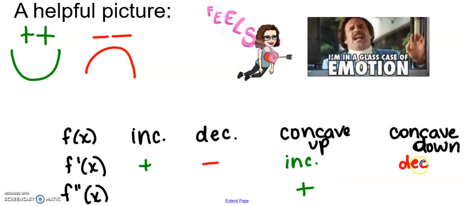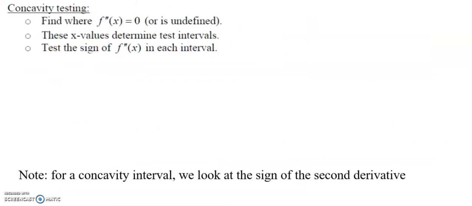Likewise, if f prime is decreasing, then f double prime is negative. So this chart is super helpful because based on whether you're given f, f prime, or f double prime, you can find different information about what's being asked. So to test for concavity, we can figure out when f double prime is equal to 0, or where f double prime is undefined. We've seen this before.